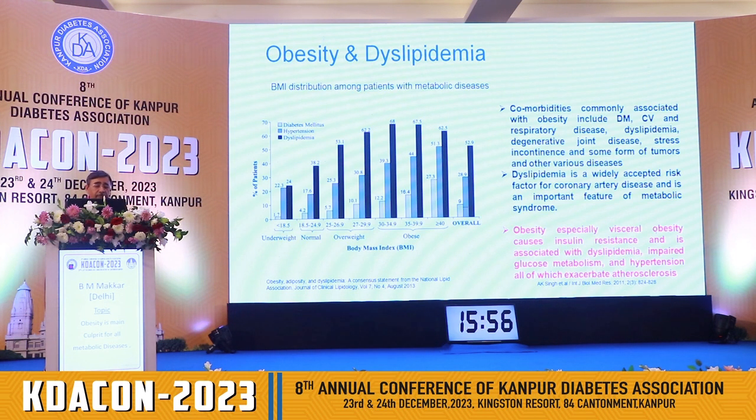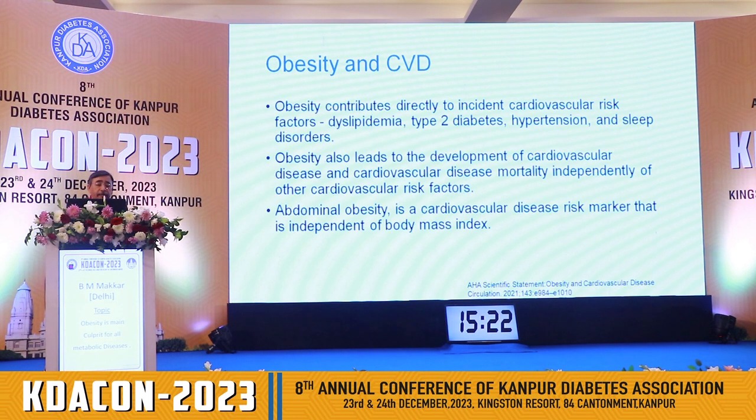Now, this slide shows that as the BMI starts going above 18.5, the risk of diabetes, blood pressure, and dyslipidemia all go on increasing. And these three are the most important core determinants for increasing the risk of cardiovascular disease. So obesity, especially visceral obesity, causes insulin resistance and is associated with dyslipidemia, hypertension, abnormal glucose metabolism, and diabetes. Obesity contributes directly to the incident cardiovascular risk factors, which I just showed you.